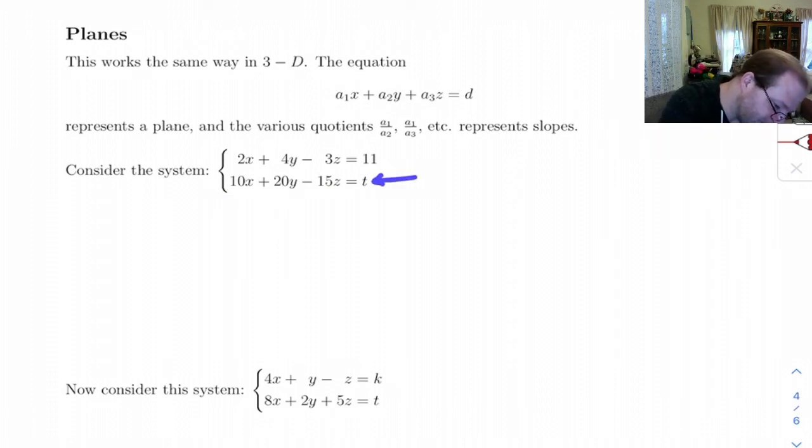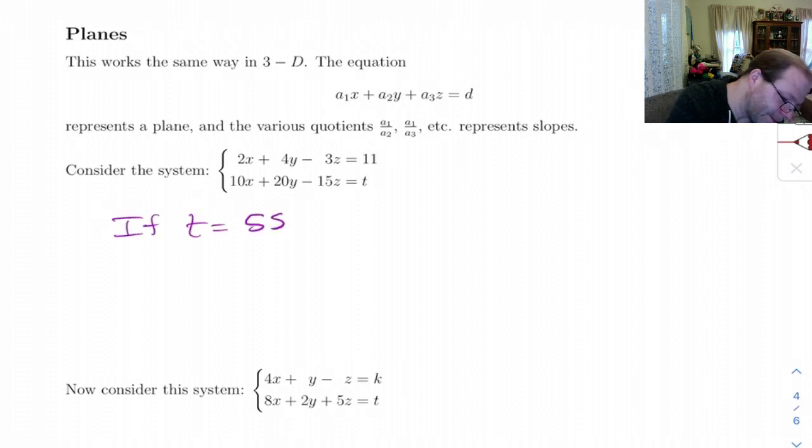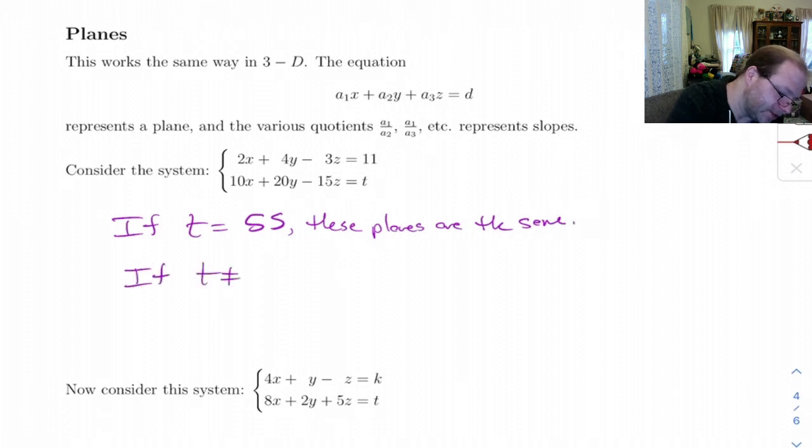Now, what about this t here? Well, let's see. We multiply by 5. So if t equals 55, I get that by doing 11 times 5. If t equals 55, these planes are the same. If t is anything other than 55, they are parallel.